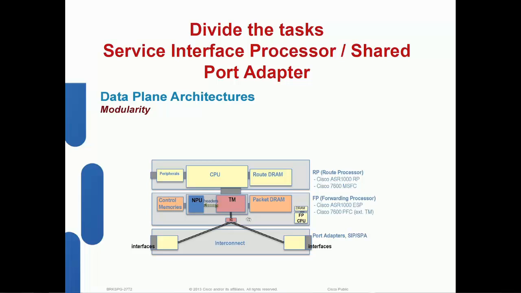They try to bring in more parallelism. Okay, the hardware parallelism. In this case, the CPU had a route DRAM and peripherals that it controlled. And then the network processor, which was named the forwarding processor, because the data packets came here, and then it looked into the table and routed the packets to the interconnect.